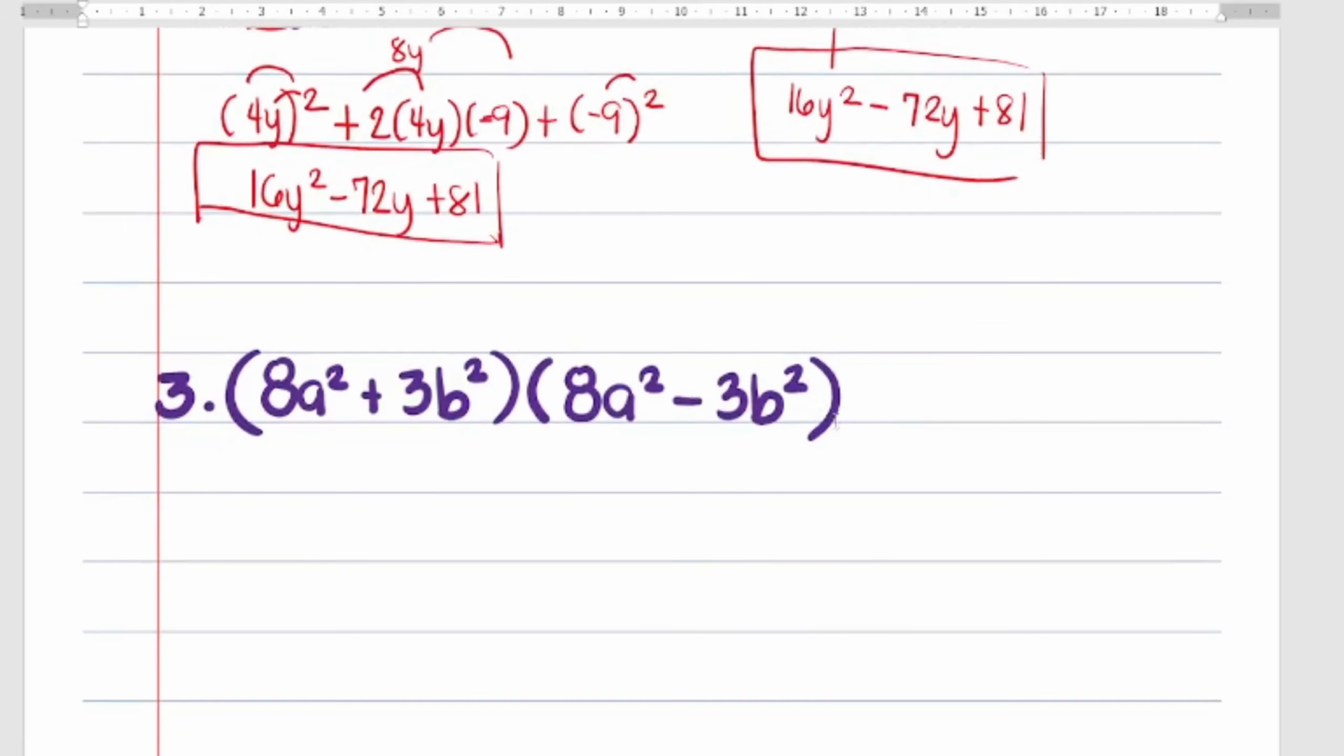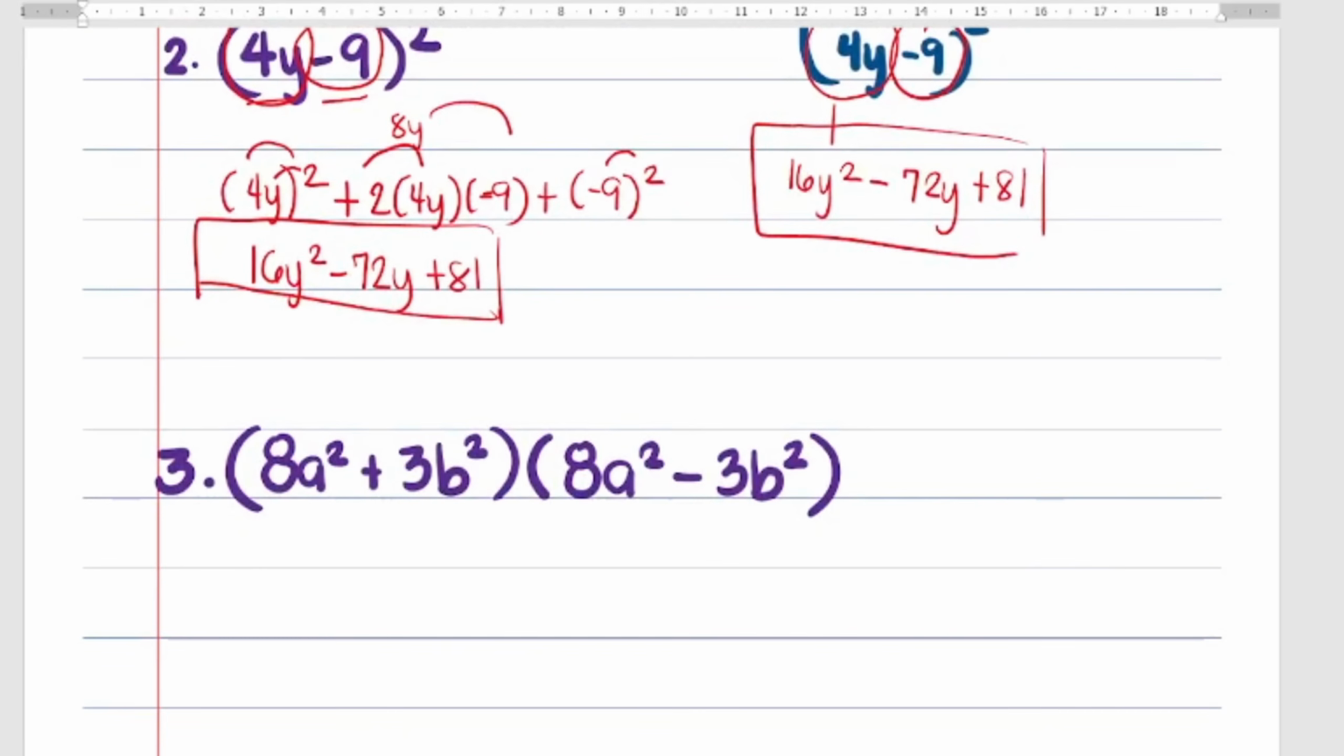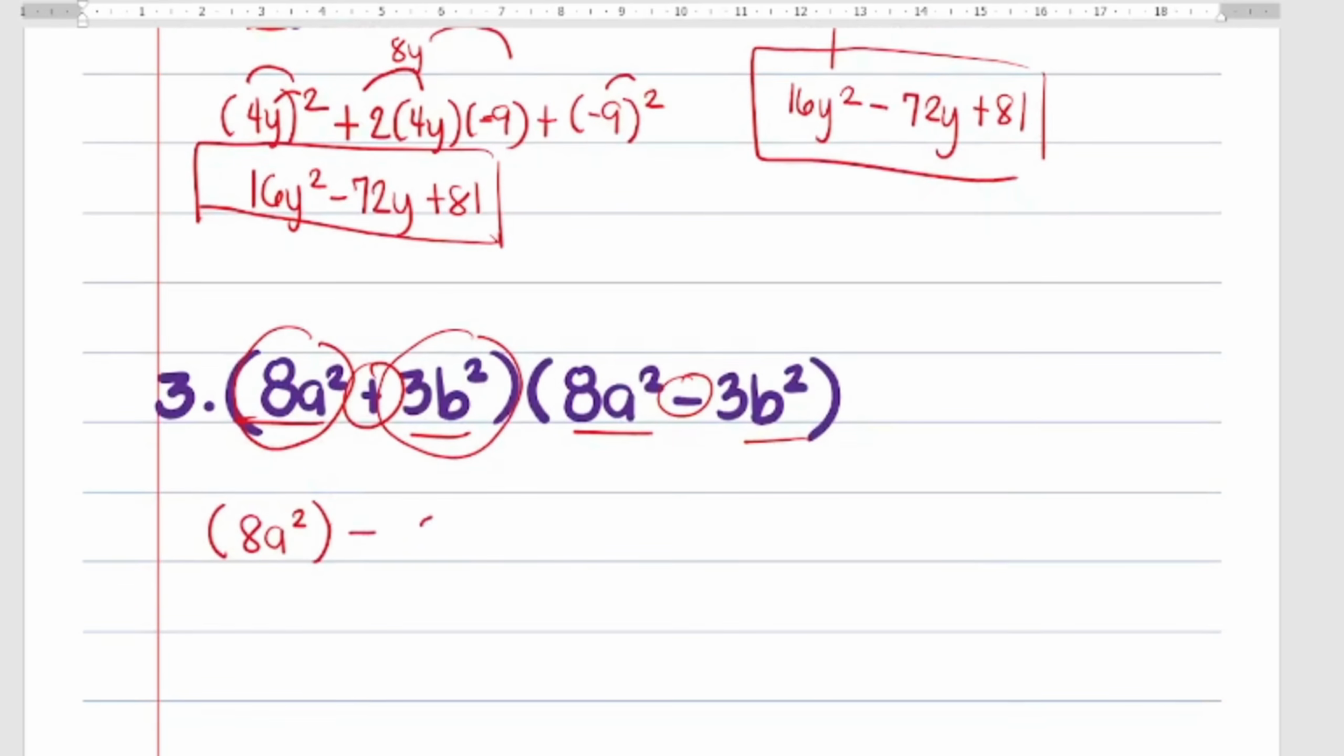Next one. Number 3 has the same pattern as number 1. Notice they have the same 8a squared. They also have the same 3b squared. And again, they differ only in their operation. So, we will just get the square of both values. The square of 8a squared minus the square of 3b squared. That's it.